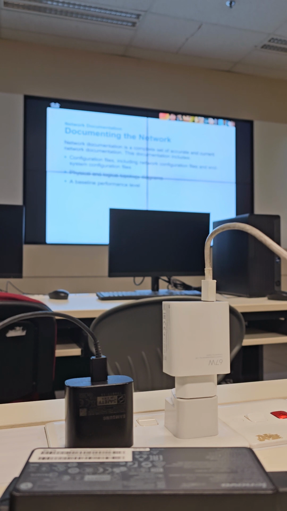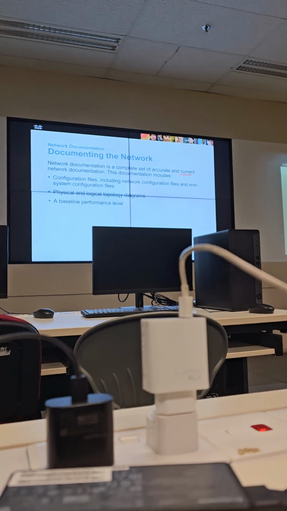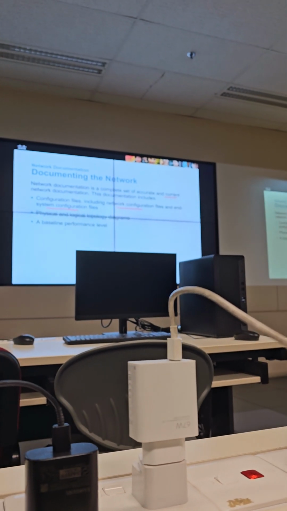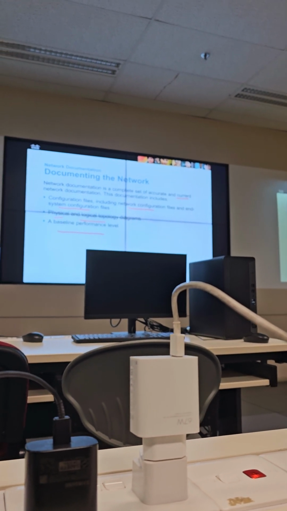Network documentation is a complete set of accurate and current network documentation. Current. Okay. The challenge here is to have it current, because when something changes, and something changes quite often, how do you ensure it's current? Okay. Configuration files, including network configuration files and end system configuration files. Physical and logical topology and baseline performance level.